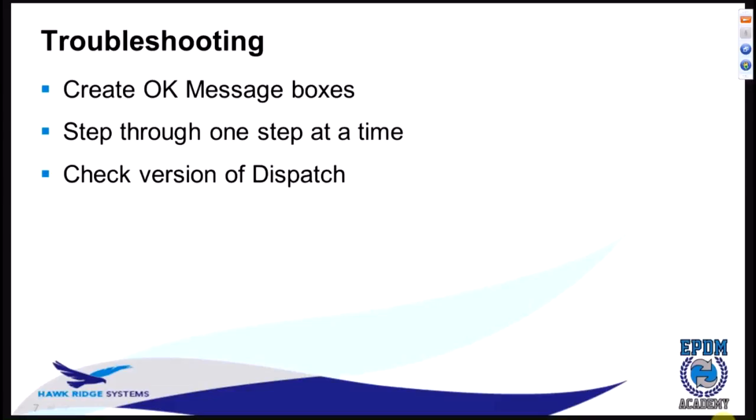Now, as far as troubleshooting goes, some things to keep in mind with making sure that your dispatch script works is to create those OK message boxes like we did so that you can understand what the path names are, what the file names are, so that you can diagnose any errors that might be happening at that point. Also stepping through each step of the dispatch script one at a time. Maybe creating a jump sequence that will end after one step and then moving the jump sequence around so that you can test each step individually and see what might be causing the problem.